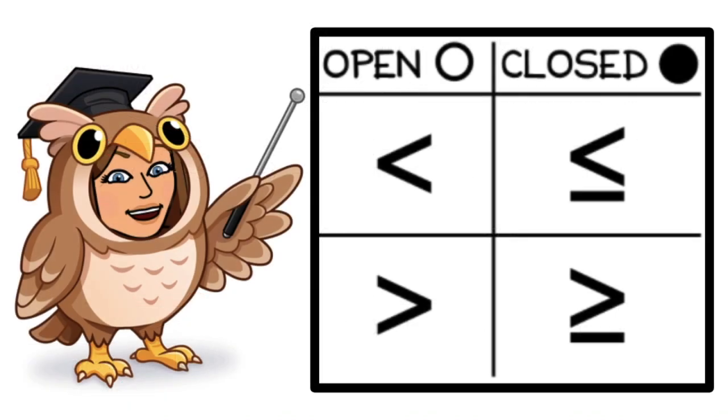So open and closed points mean something completely different. Open points are used to represent greater than and less than, but not equal to. It's not included in the solution set. However, closed points are used to represent the greater than or equal to and less than or equal to symbols because they are also parts of the solution set.